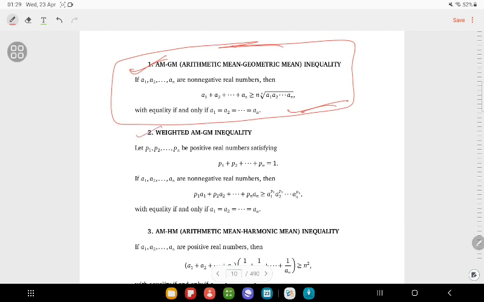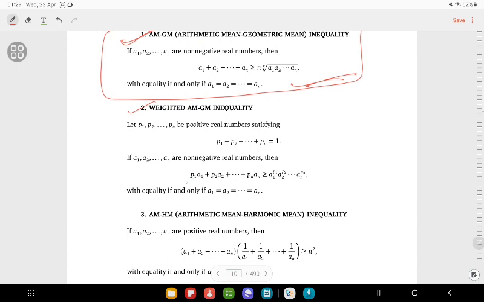The second inequality is the weighted AM-GM inequality. Let's suppose P1, P2 up to Pn are positive real numbers satisfying P1 plus P2 plus up to Pn equals 1, and A1, A2 up to An are non-negative real numbers. Then P1 A1 plus P2 A2 and so on will be greater than or equal to this expression. Equality holds if A1 equals A2 equals An. This is the second inequality which you have to keep in mind.